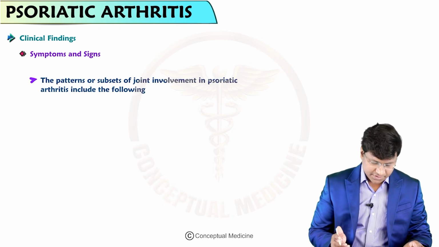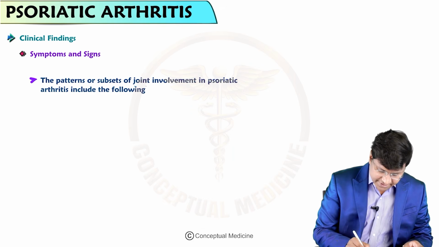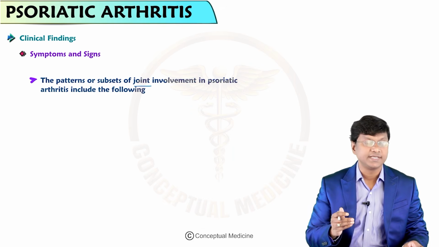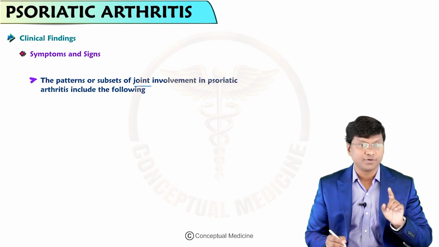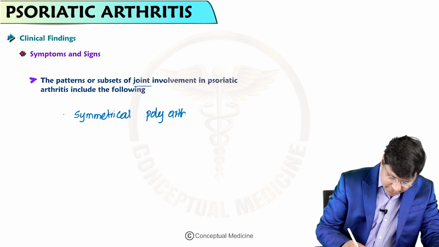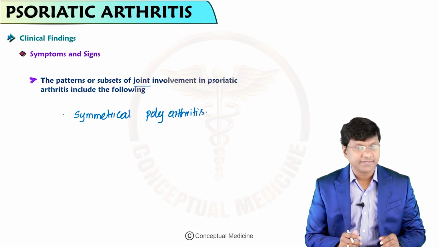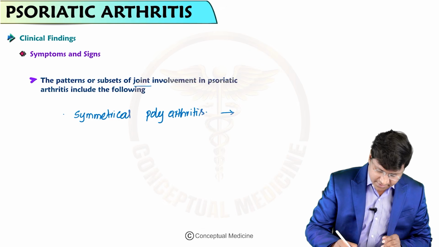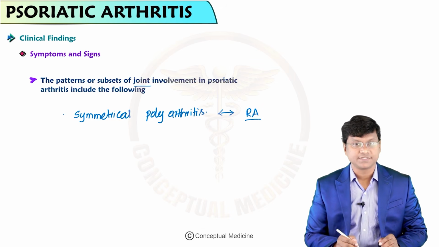Now if you observe the signs and symptoms of psoriatic arthritis, the pattern or subset of joint involvement includes the following conditions. First, it can be symmetrical polyarthritis. That means the joints on both sides are affected, right? So what is the other scenario where you can have symmetrical polyarthritis? This will resemble rheumatoid arthritis. Even in patients with rheumatoid arthritis, you have symmetrical polyarthritis, right?